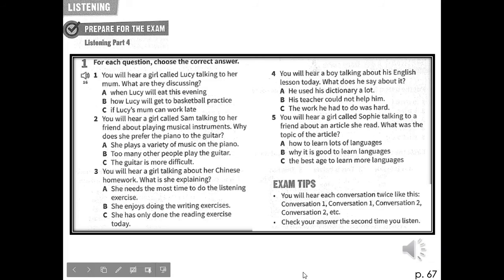2. You will hear a girl called Sam talking to her friend about playing musical instruments. Why does she prefer the piano to the guitar? You play the piano well, Sam. Thanks, I like it much more than the guitar. I don't play that now. All my friends play guitar, so it seems really boring. And it's possible to play lots of different types of music on the piano. I can't yet, though. I'm still learning, but hopefully I will in the future.